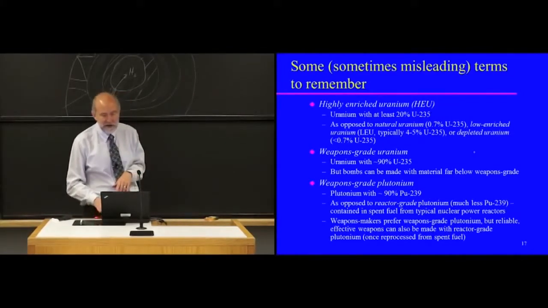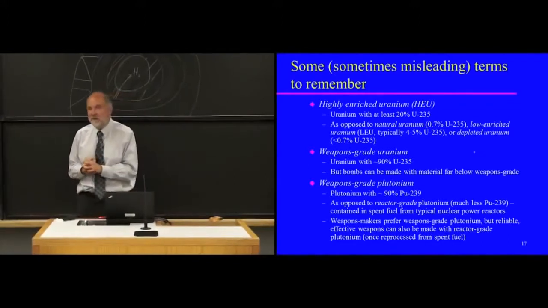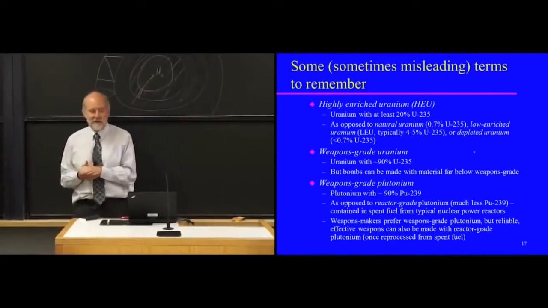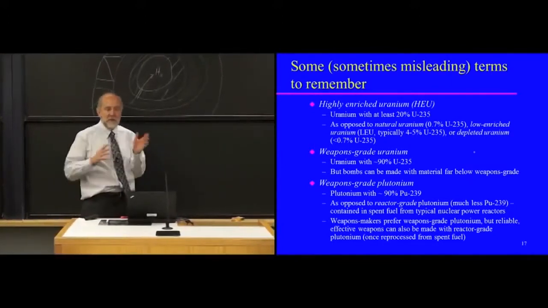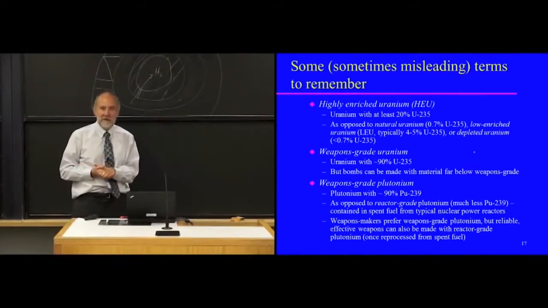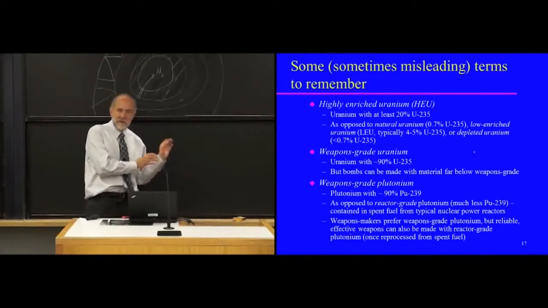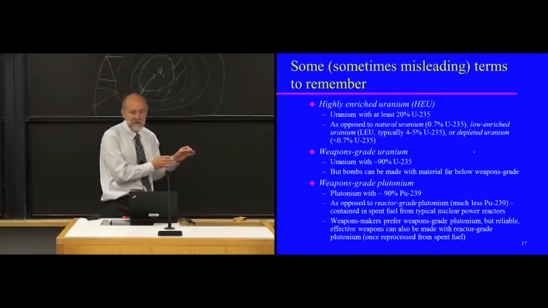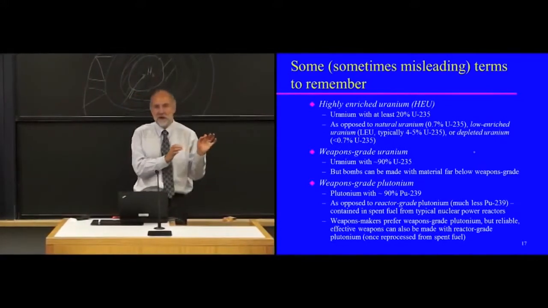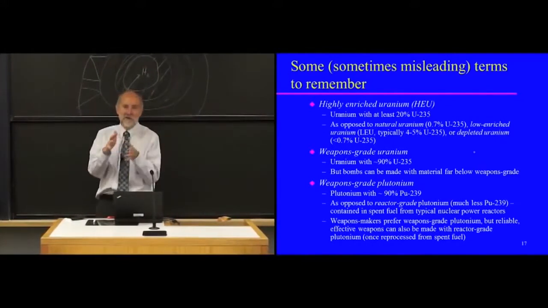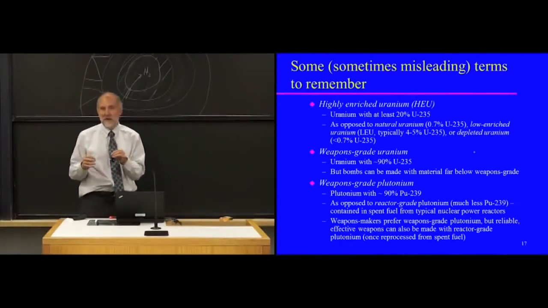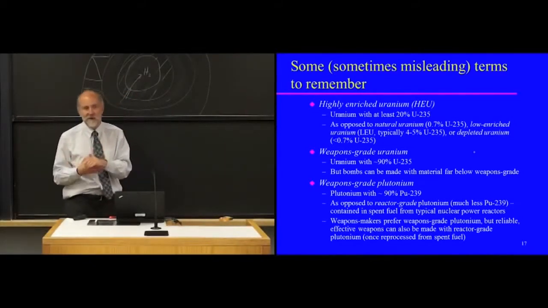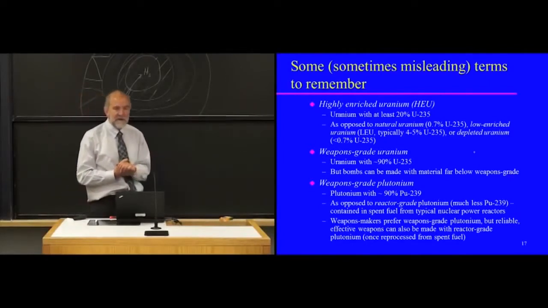All right, so some somewhat misleading terms that you should nonetheless remember. First of all, highly enriched uranium, I mentioned that's 20% or more uranium-235. Natural uranium is what you dig up out of the ground, that's 0.7% uranium-235. Low enriched uranium is when it has more than 0.7% but less than 20%. Typically for a power reactor, you're talking somewhere in the range of 4 to 5% uranium-235.